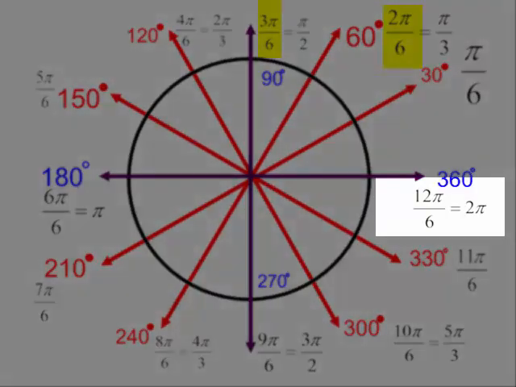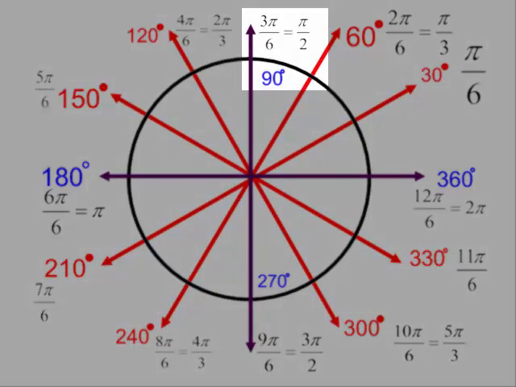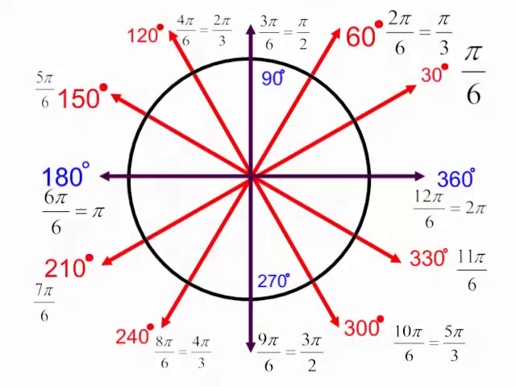until I get to 12 pi over 6, which will reduce to 2 pi. Now, once again, notice up here at 90 degrees, it's 3 pi over 6, but that will reduce to pi over 2, the same as earlier. At 60 degrees, we have 2 pi over 6, which will reduce to pi over 3. I like to name all of these over 6 and then reduce them.